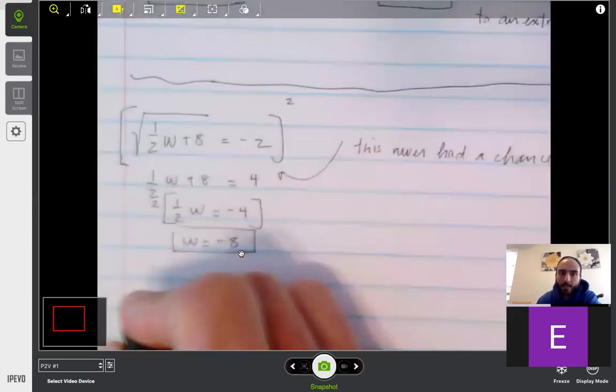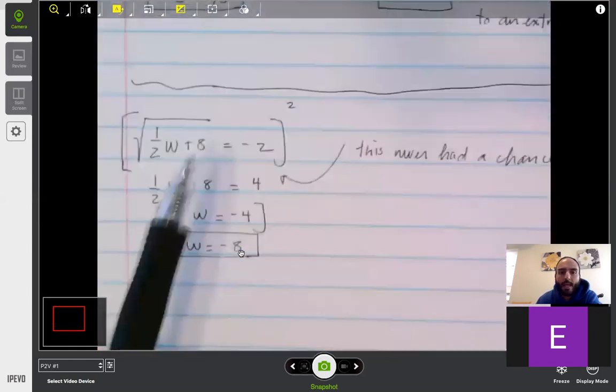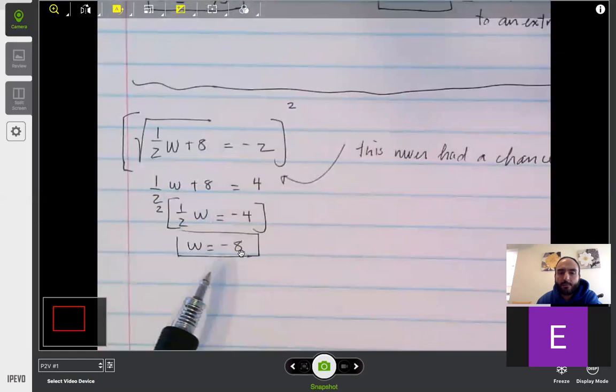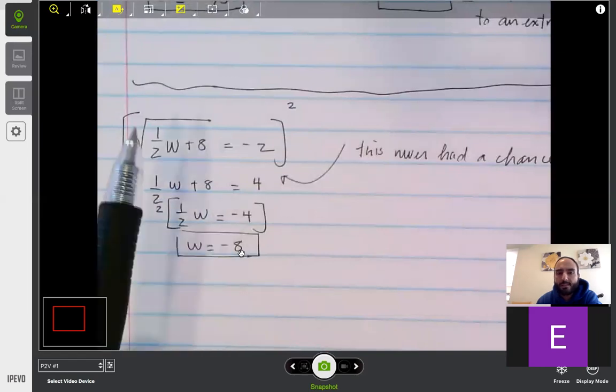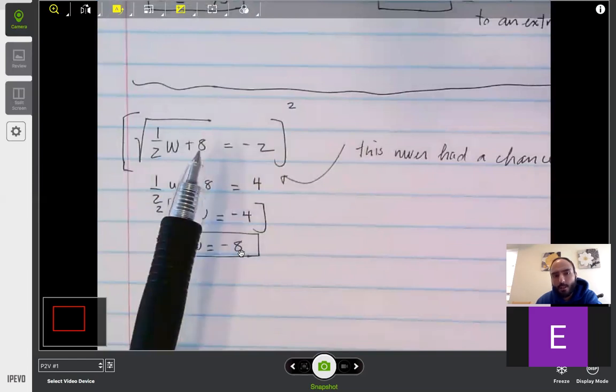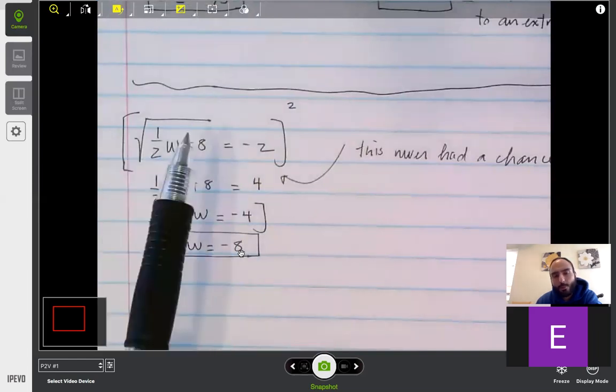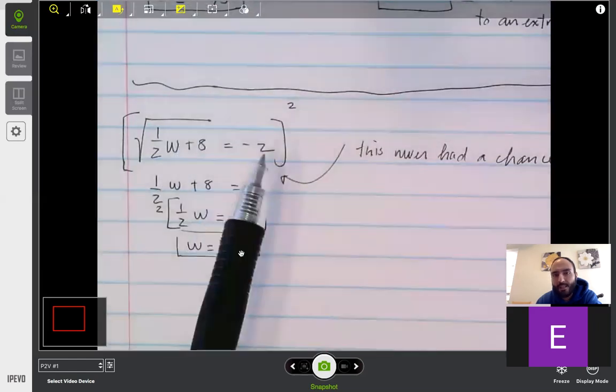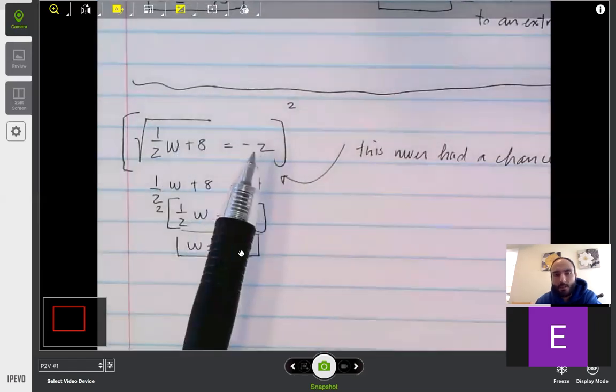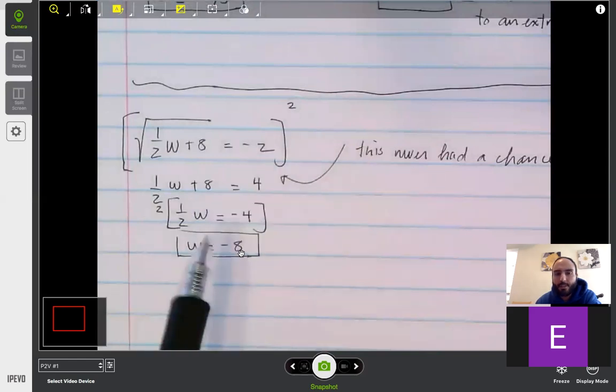When you go back, let's just do this in our heads. 1/2 of -8 is -4, isn't it? And -4 plus 8 is how much? 4, right? So the square root of 4 is just the number what? 2. 2 is not equal to -2, is it? So the solution he got is extraneous.